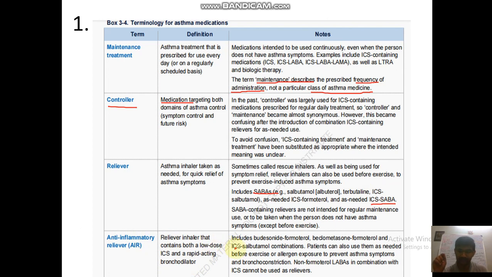Coming to the fourth, that is anti-inflammatory reliever. As you all know, asthma is a chronic heterogeneous inflammatory disease of the airway. So it is anti-inflammatory and it is a reliever, not a controller. It is used whenever the patient has excessive symptoms. So what is the definition? A reliever inhaler that contains both a low dose ICS and a rapidly acting bronchodilator. That is your anti-inflammatory reliever. The drugs used here are budesonide formoterol, beclomethasone formoterol, and ICS salbutamol combination. These are the three drugs which are included in AIR. Clear? Maintenance, controller, reliever, and AIR.